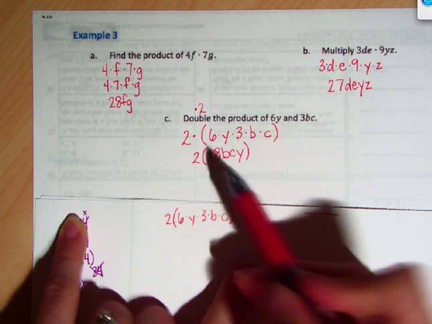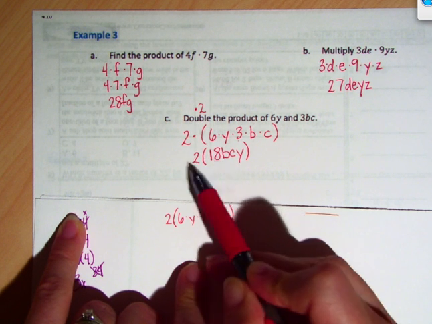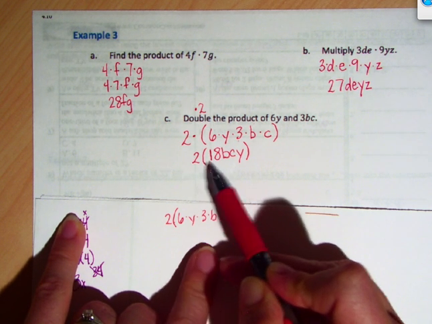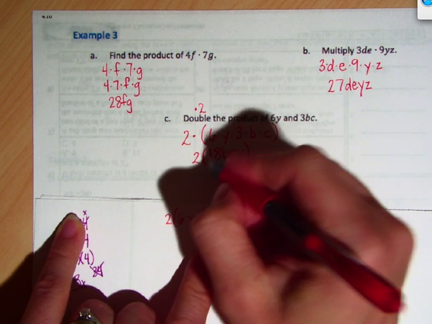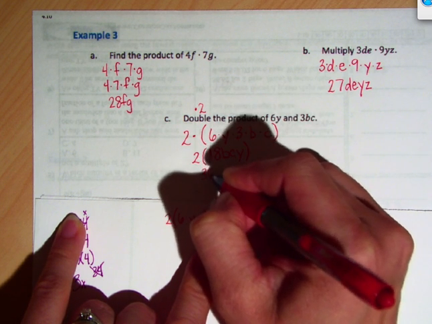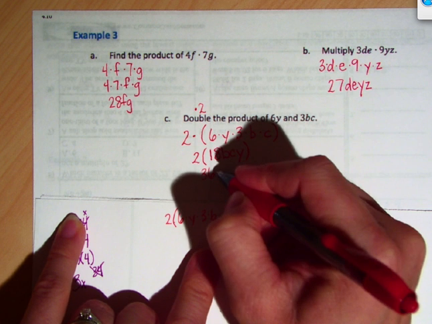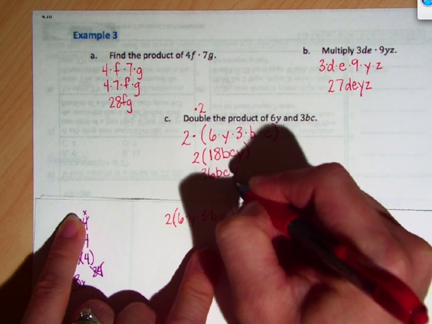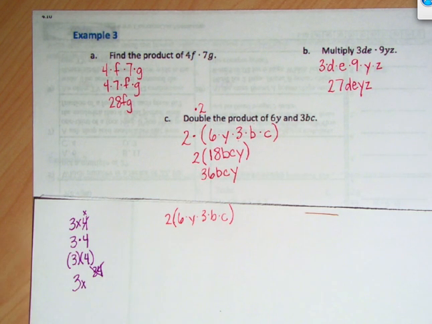Now I'm going to take 18 and 2 because they are like terms. They are both numbers. 18 times 2 is 36. And I'm just going to keep my variables because they can't go with the 2. They aren't numbers.